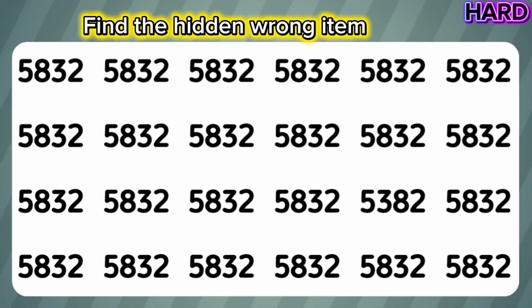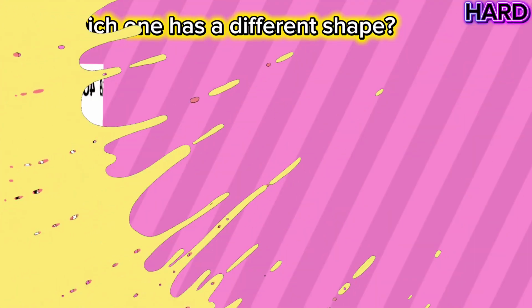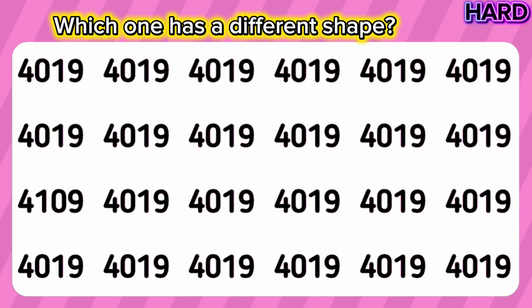Find the hidden wrong item within given time. The time is over. Wow, the chain number is here. Which one has a different shape? Can you find it within given time? Come on my genius viewers, the time is going fast. Hurry. And if you find it, then put the number in comment box.